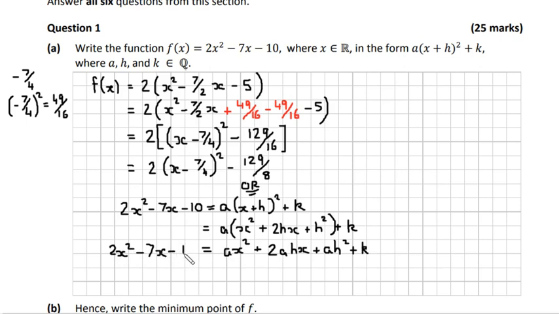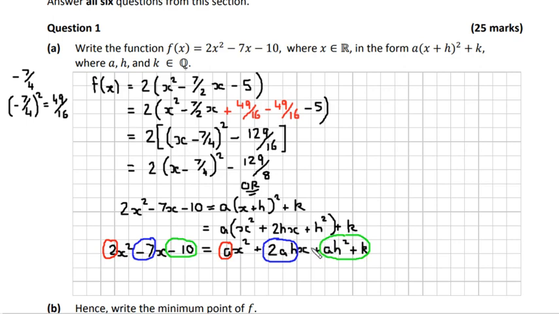Now what I'm going to do now is I'm going to equate coefficients. So whatever's in front of the x squared on this side, which is 2, has to equal whatever's in front of x squared on this side, which is a. So those two things are going to be the same. Whatever's in front of the x here, which is minus 7, has to equal whatever's in front of x on this side, which is 2ah. And then the constants both sides have to be the same. So this constant here, minus 10, has to equal then this constant over here, which is ah squared plus k.